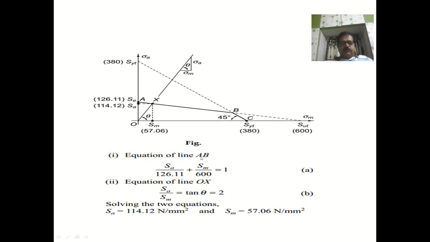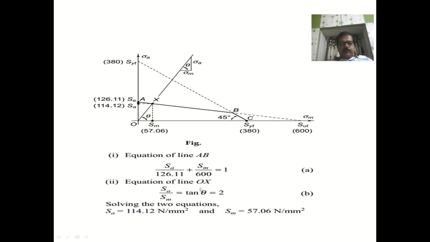The first equation is the line AB, A to B is the line, and SA by 126.11 and SM by 600, because this line A to SUT has y-axis 126 and x-axis 600, and the sum of these two is equal to 1.